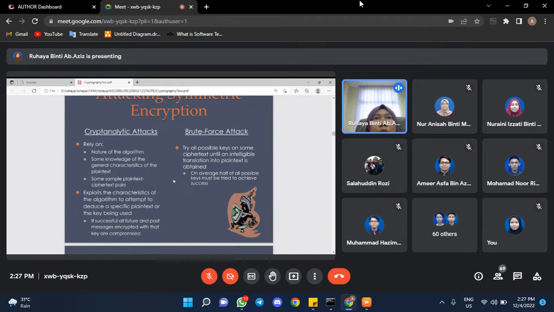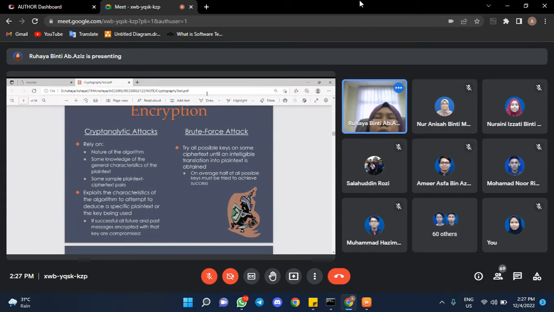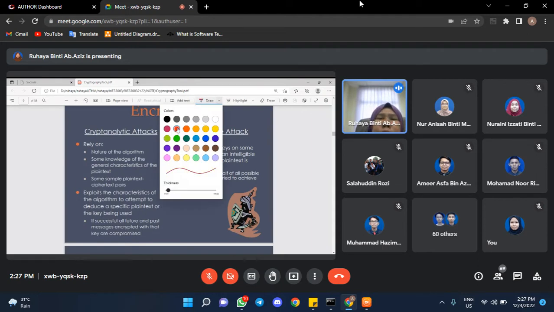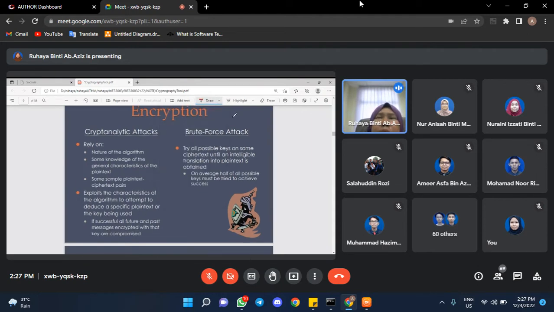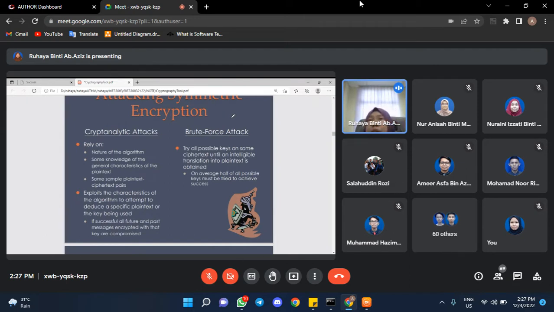Some of the cipher algorithms that were traditionally introduced, I will share with you in lab 3 later on. Maybe next week we can try.